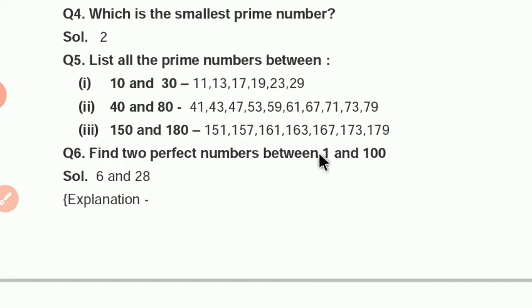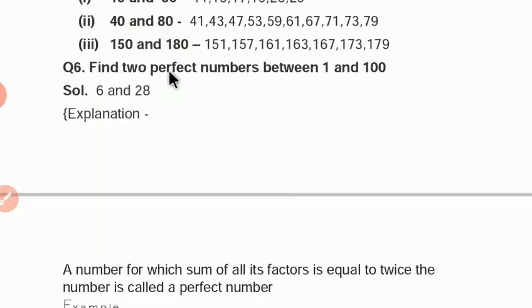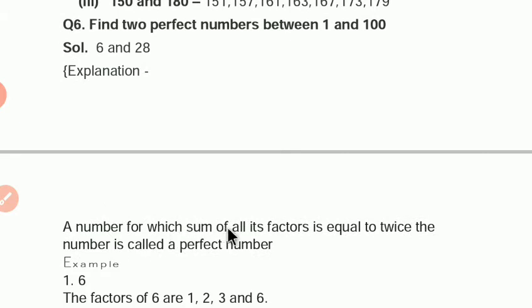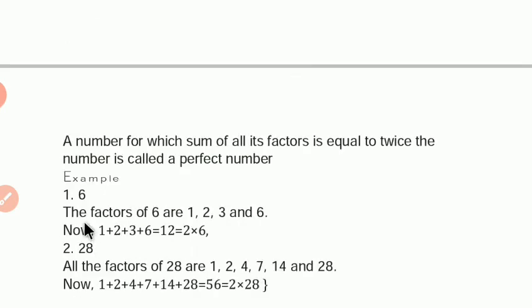Now question number 6, find two perfect numbers between 1 and 100. We know the definition of a perfect number: a number for which the sum of its factors is equal to twice the number is called a perfect number. First we have to see the factors. Factors of 6 means the numbers by which 6 is exactly divisible. So 6 is exactly divisible by 1, 2, 3 and 6.